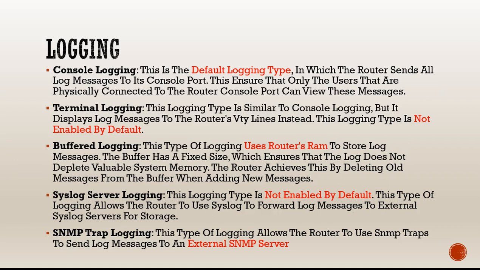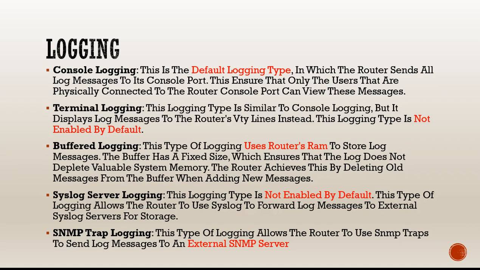The next thing is remote terminal logging. It has to be turned on; it's not on by default. If you're on a terminal, you're not going to see the logs, but it displays the log messages to the router's VTY lines, line VTY 0 4, the telnet lines. Not enabled by default, has to be turned on.